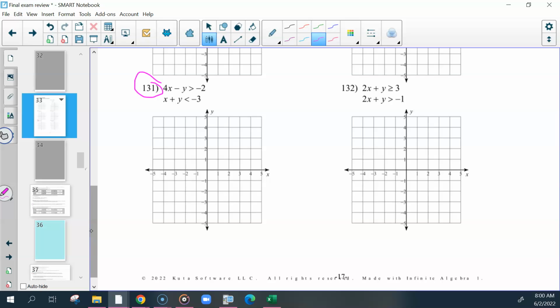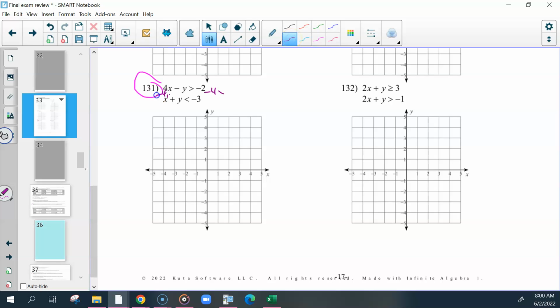So you have to graph both of these and shade both of them in the correct overlapping shaded area. I would suggest if you get to something like this, use different colors or highlight your overlapping region, something that tells me that this is where both of them overlap. So we're going to do these both at the same time.